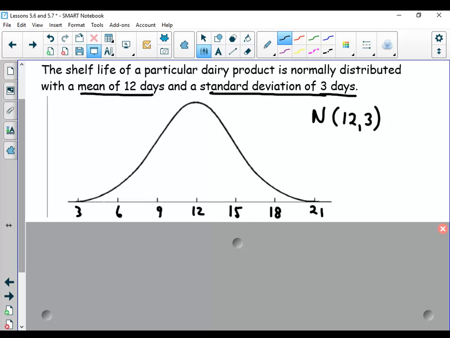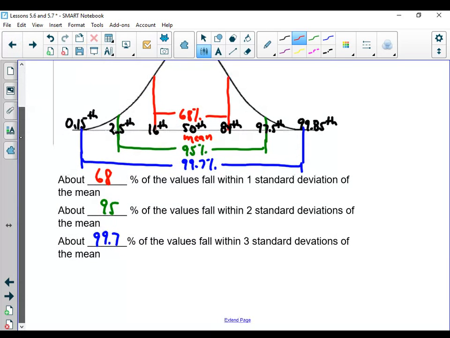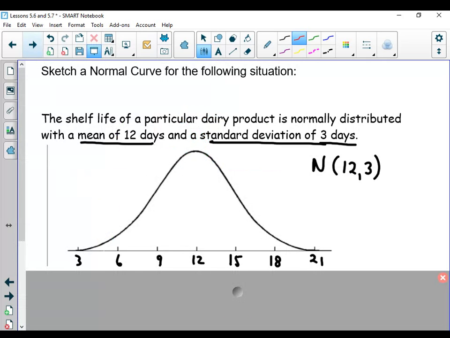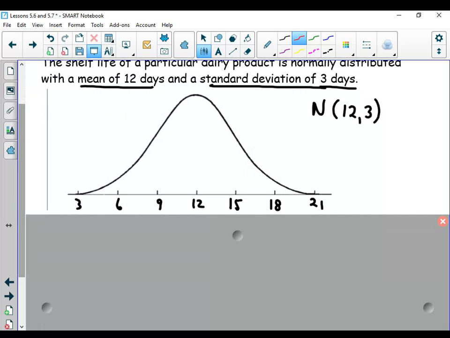I like to throw in this little extra though. I like to throw in those benchmark percentiles that we just came up with. Those benchmark percentiles that we labeled are still true on this normal curve. So above that, I like to just write those percentiles in. You don't have to, but you'll see why I'm doing that in a second. Sometimes those are helpful to put on there.